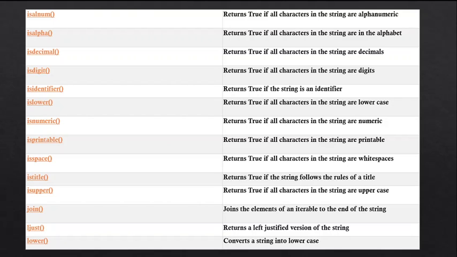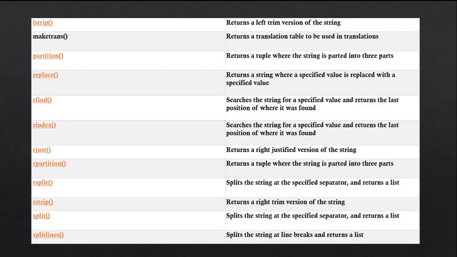Ljust returns the left justified version of the string, and lower converts the string to lowercase. Lstrip returns the left trim version of the string. Maketrans returns a translation table to be used in translations. Partition returns a tuple with the string split into three parts. Replace returns the string with a specified value replaced with a specified value. Rfind searches the string for a specified value and returns the last position of where it was found. Rindex searches the string for a specified value and returns the last position of where it was found.